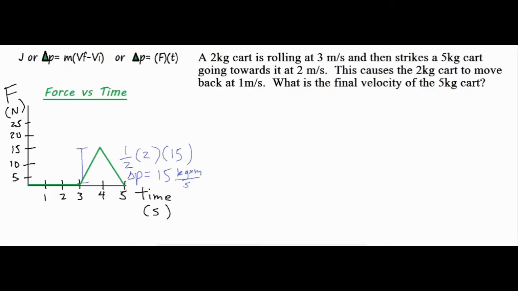Okay, so let's take a look at our second part of our screen over here, which is a word problem, which is now separated from our initial graph. This is a totally different scenario. It has a 2 kilogram cart that's rolling at 3 meters per second, and that strikes a 5 kilogram cart going towards it at 2 meters per second. This causes the 2 kilogram cart to move back at 1 meter per second. What is the final velocity of the 5 kilogram cart?